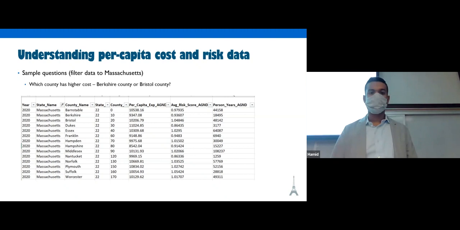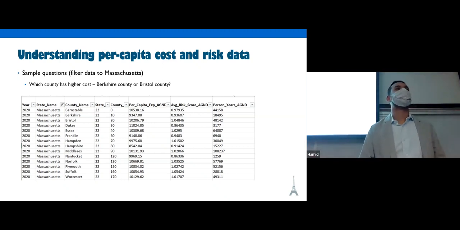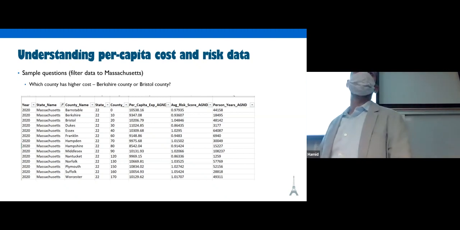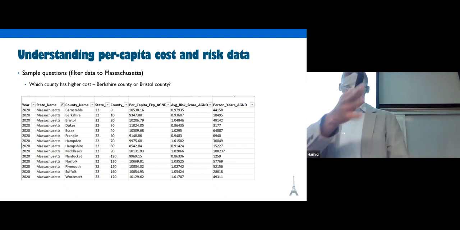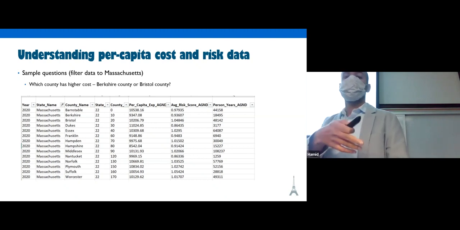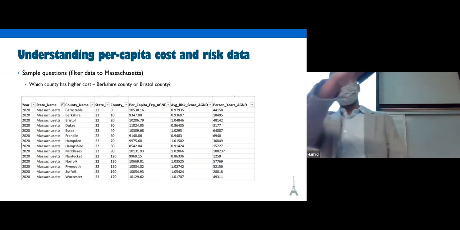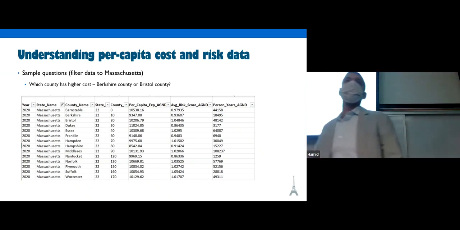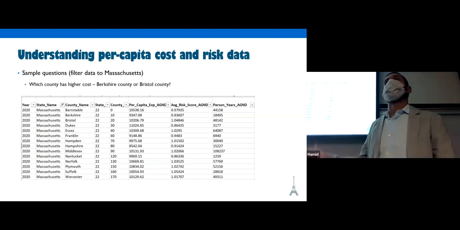Bristol. So Bristol. Does anyone think it's not Bristol? And please explain why you think it's Bristol. Well, so you said, which one has the most expensive one? So per capita, it says 10,206 for Bristol and 9,347 for Berkshire. Thank you for that. And is that the same explanation for you? Okay. Does anyone think it's not Bristol?